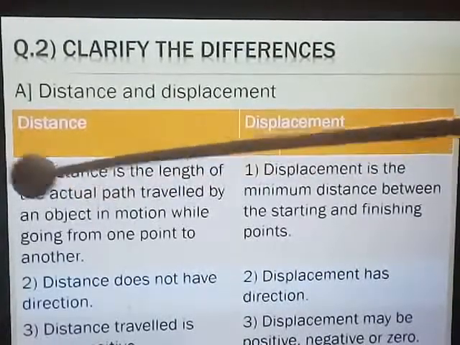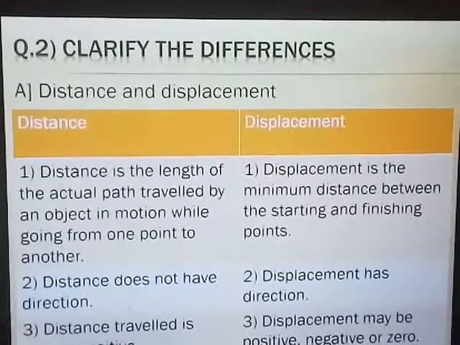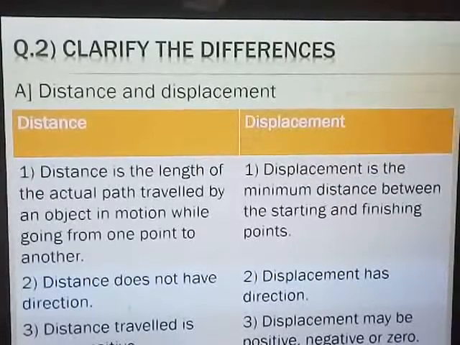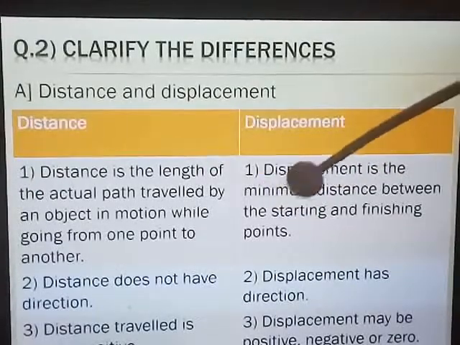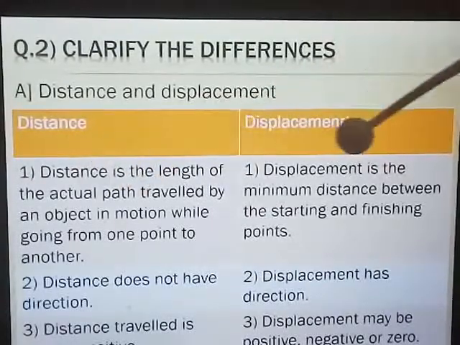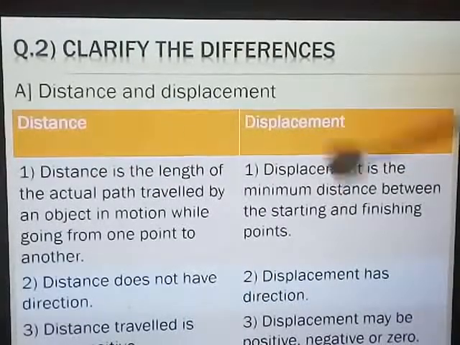Page number 2 in your textbook, first line, distance is the length of the actual path travelled by an object in motion while going from one point to another. There only you can see displacement is the minimum distance between the starting and finishing points. So in that green colored block on page number 2, both the definitions for distance and displacement are given. Mark it and you can write it as point number 1.